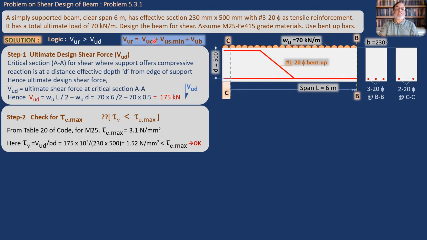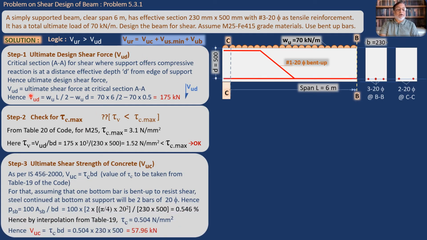First of all, we will see VUC and check whether that shear resistance is greater or less than this. If required, we will proceed for VUS minimum. If further required, we will proceed for VUB, and like this our design procedure will go. So let us start first of all with VUC. We are not providing any extra concrete for shear. The concrete which is already available, we are using it for resisting shear.